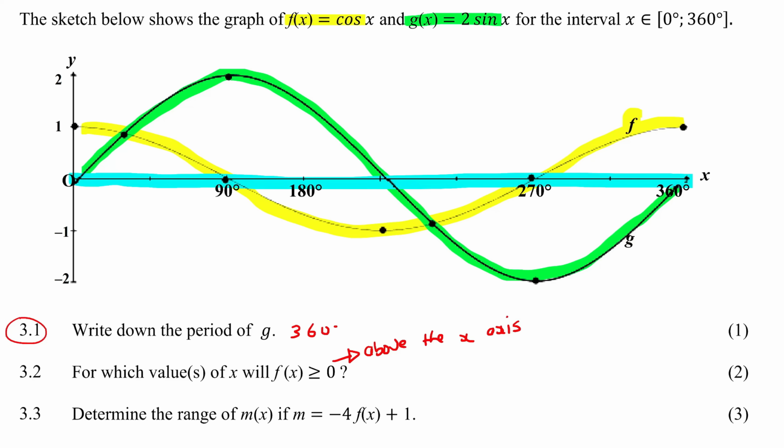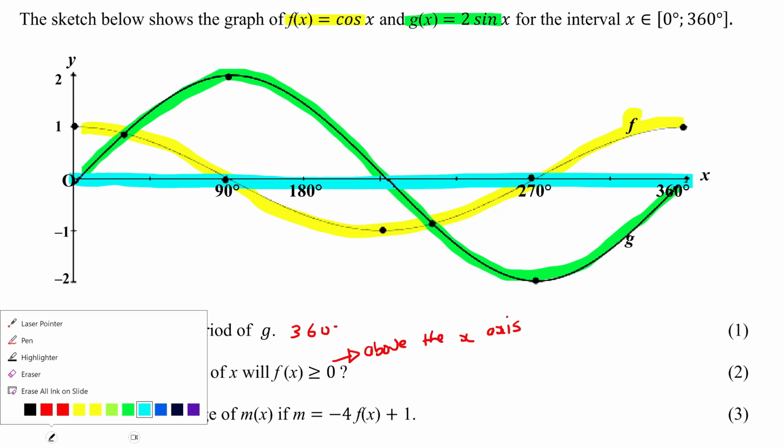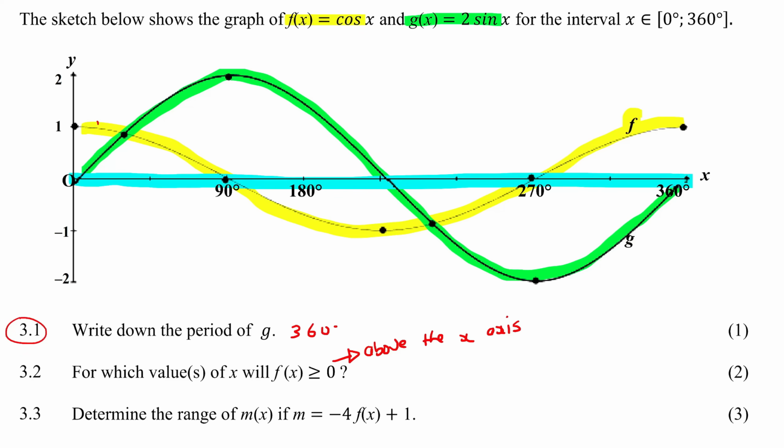So this question over here is actually just saying, where is that yellow graph above the x-axis? So we can see it's above the x-axis over there, as well as over there. So when we give our answer, I'll show you how to do it with interval notation, and I'll also show you how to do it if you prefer to use these symbols over here.